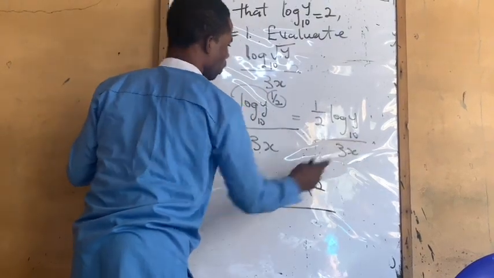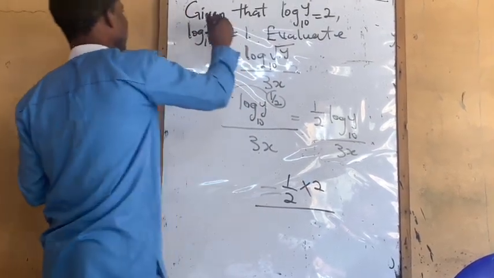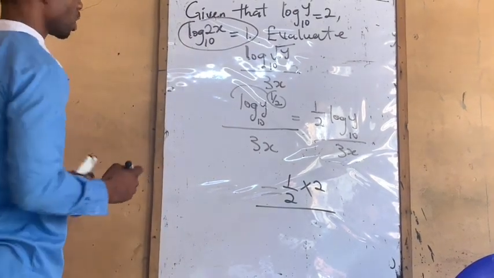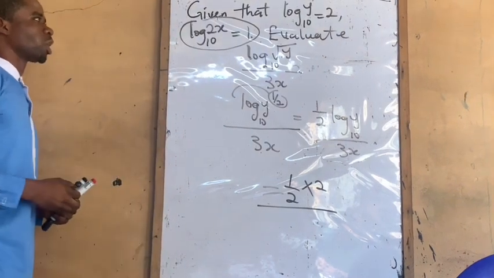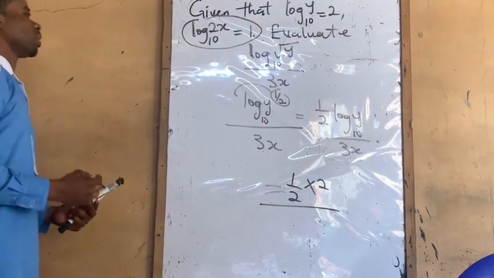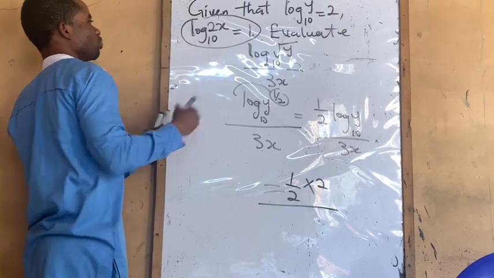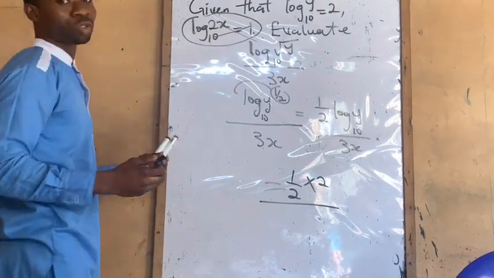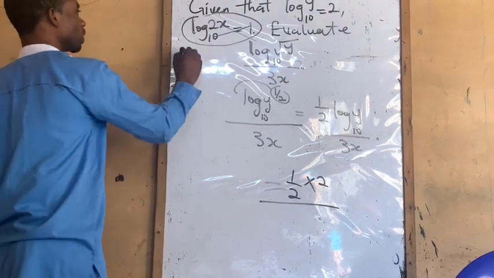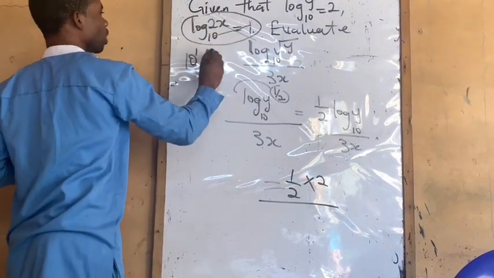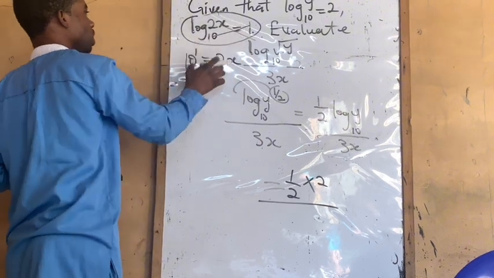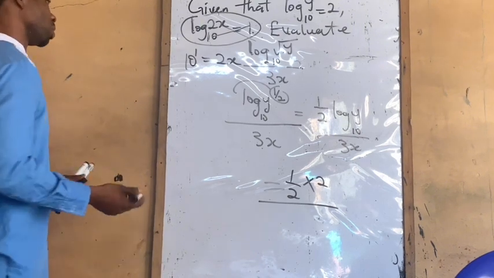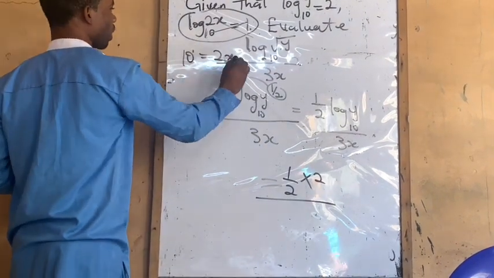All over, I need x. How do I get x? I can get x from here too. Don't forget the substitutions. If you check the previous examples I did, to get x you change the logarithm into indices. That means 10 raised to the power 1 equals 2x. So this logarithm has already been changed into indices, and 10 raised to the power 1 is actually 10. So you don't bother yourself. We divide this by 2.